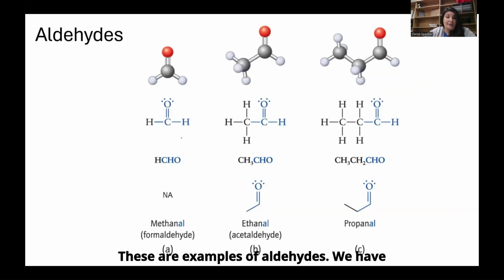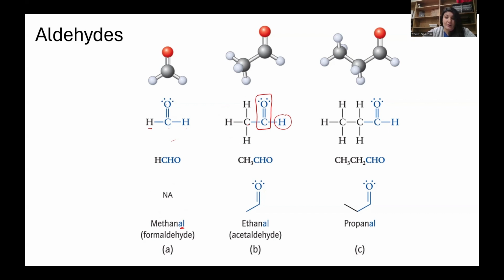These are examples of aldehydes. We have methanol. If you notice, each aldehyde's ending ends in "-ol". We have hydrogen, carbon, hydrogen, oxygen. For ethanol, this is a 2-carbon aldehyde. We have our carbonyl, CO bond, bonded to a hydrogen, and then the R group that it's bonded to is a CH3. For propanol, we have a 3-carbon aldehyde. We have our carbonyl group bonded to a hydrogen, and our R group is 2 carbons.